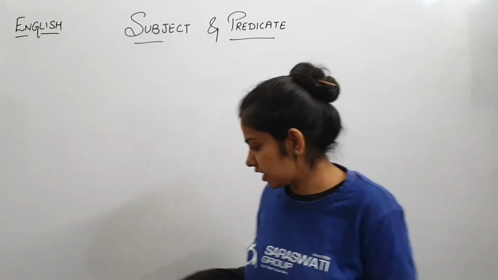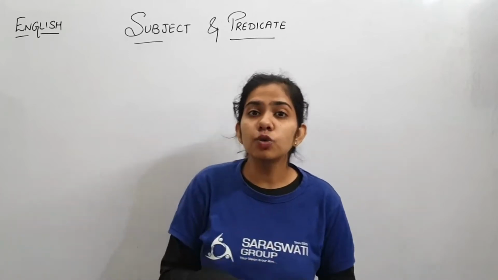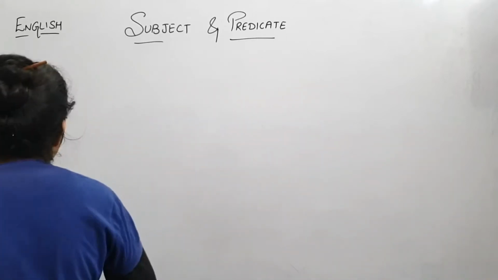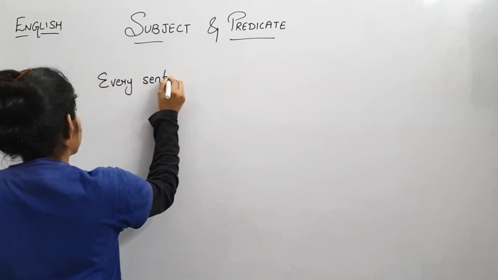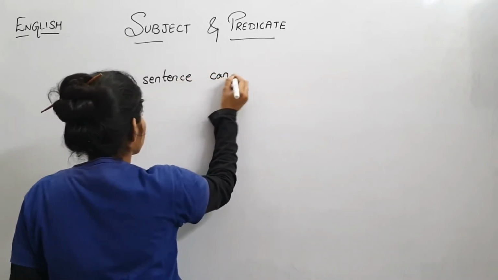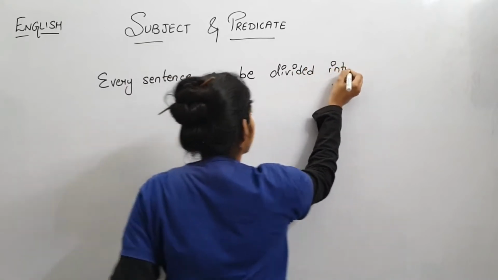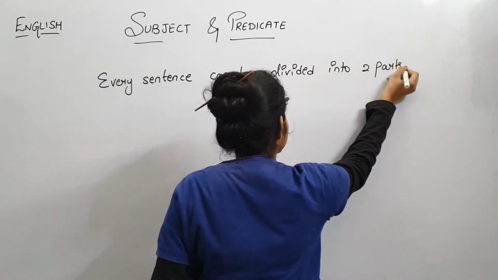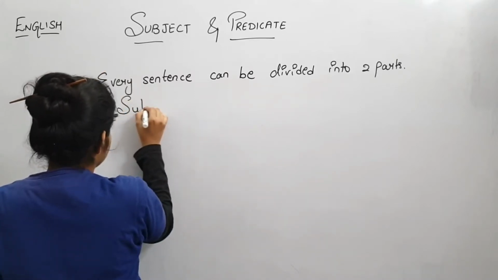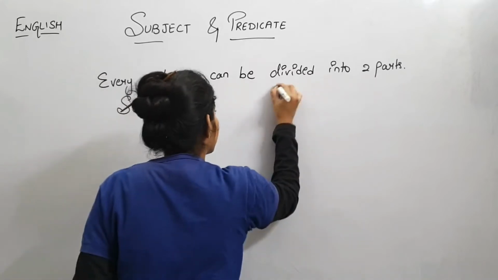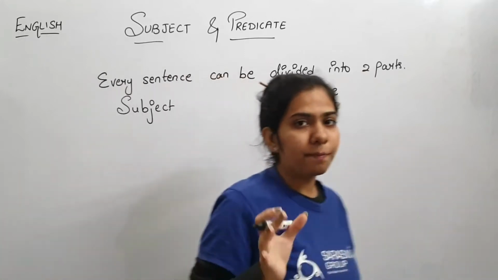Over here, first I want to say that every sentence, कोई भी sentence हो, can be divided into two parts. कोई भी सेंटेंस है वो दो पार्ट में डिवाइड होता है. The first one is subject and the other one that is predicate. एक जो है वो सब्जेक्ट है और दूसरा पार्ट जो है वो प्रेडिकेट का पार्ट है.